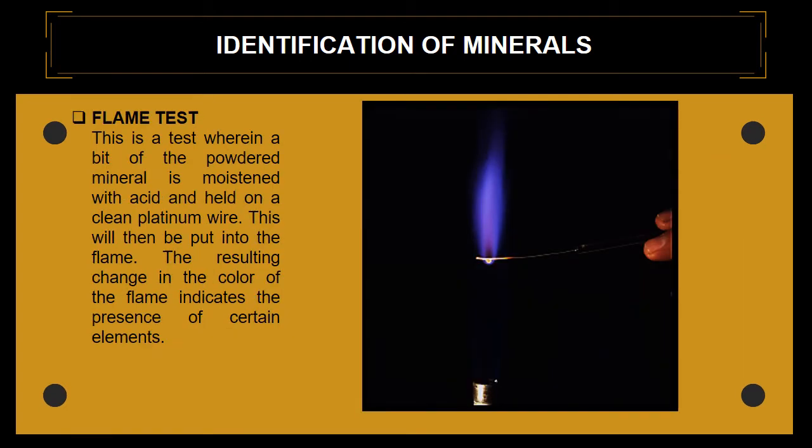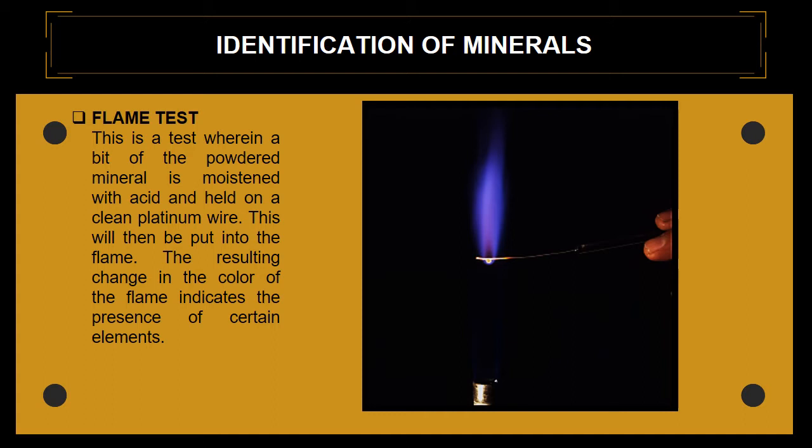So, next, flame test. This is a test wherein a bit of the powdered mineral is moistened with acid and held on a clean platinum wire. This will then be put into the flame. The resulting change in color of the flame indicates the presence of certain elements.